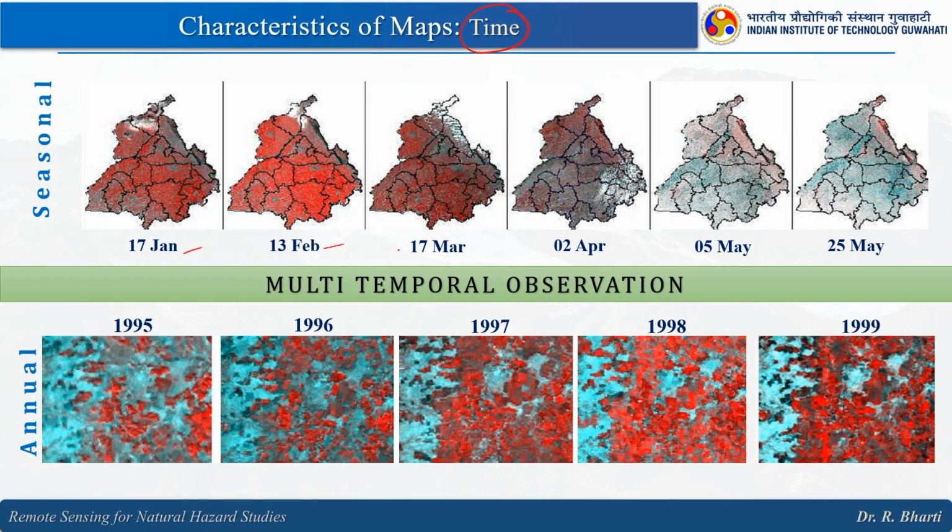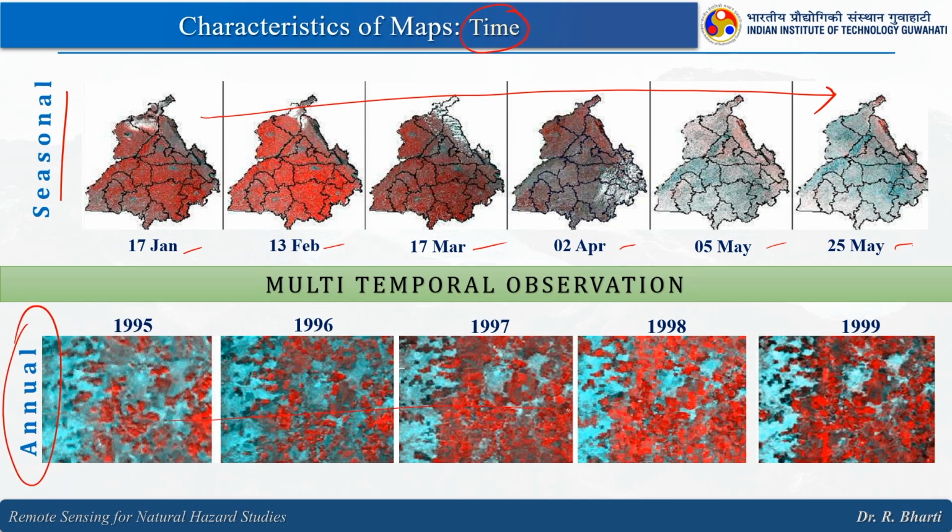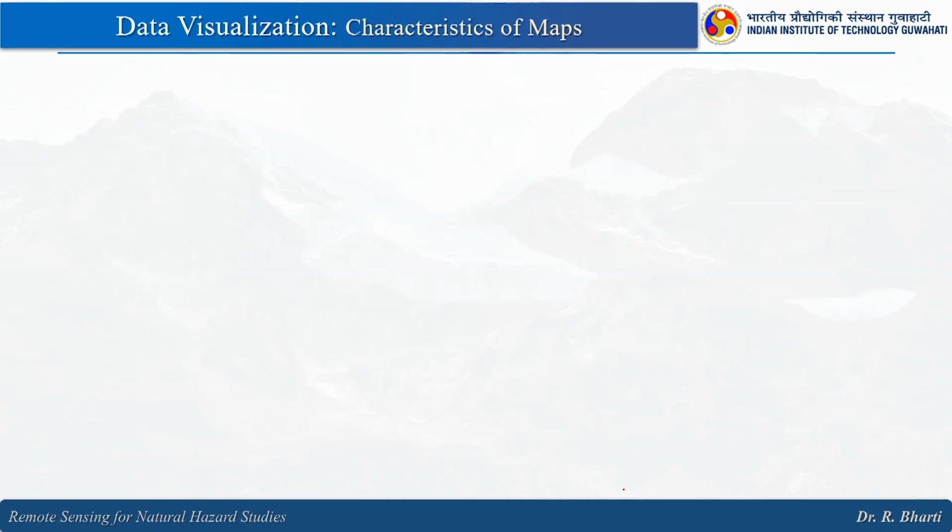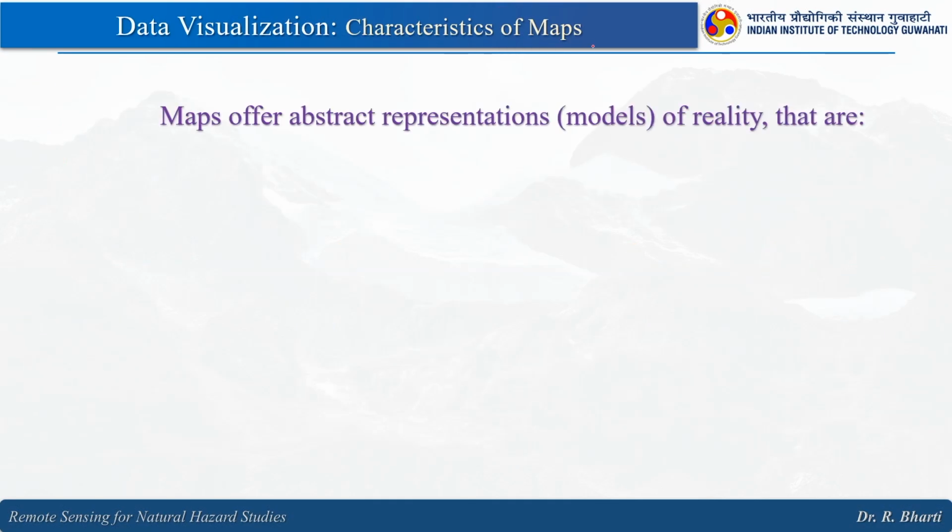January, February, March, April, May, June. In all these you see the change in the color, and as we have learned, in a false color composite, red color basically represents the presence of vegetation. So, how it is changing? This is the seasonal change, and here you can see the annual change, how a forest is growing, right. So, this is very important to use, or these characteristics of a map are very essential whenever you are generating a map.